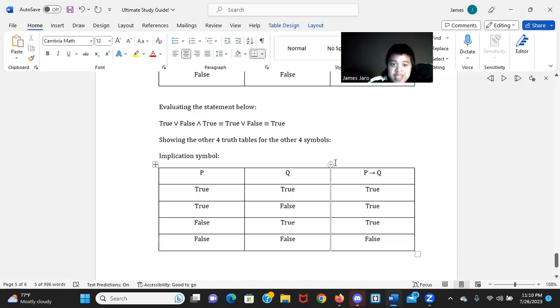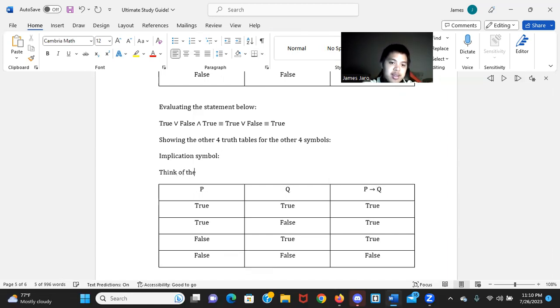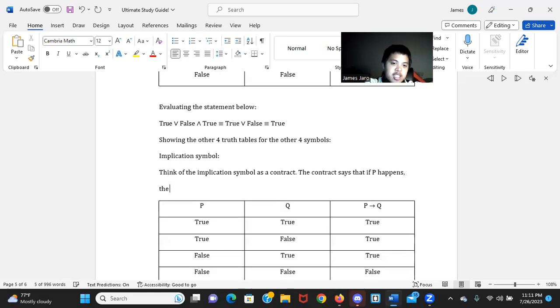This is the one that students, and I will admit myself, get confused by from time to time. So if you get confused about this, don't worry. Think of the implication symbol as a contract. The contract says that if P happens, then Q has to happen. So this is the contract that we're working with.